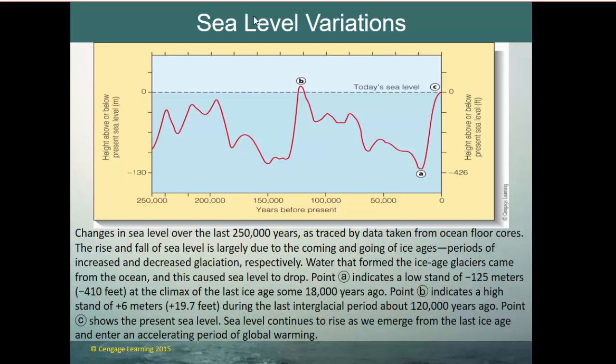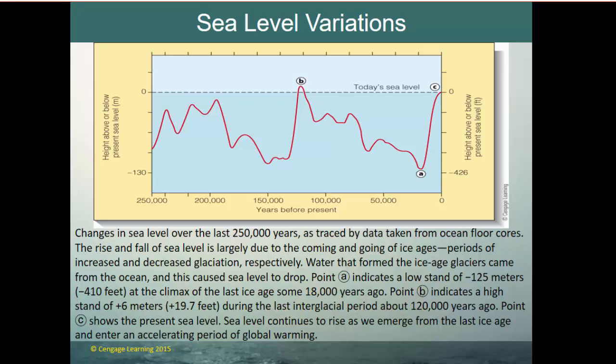The end of the last ice age is thought to have ended anywhere between 12 and 18,000 years ago. And that was when we were very, very cold. The ice age began to end, and immediately temperatures began to rise, and sea level also began to rise. And the thinking, based on observations, is that sea level continues to rise at this point.